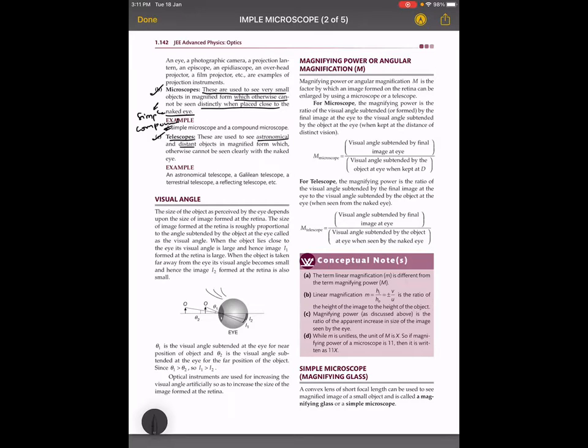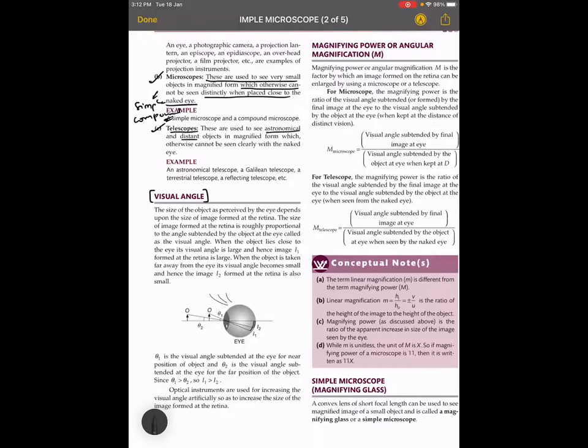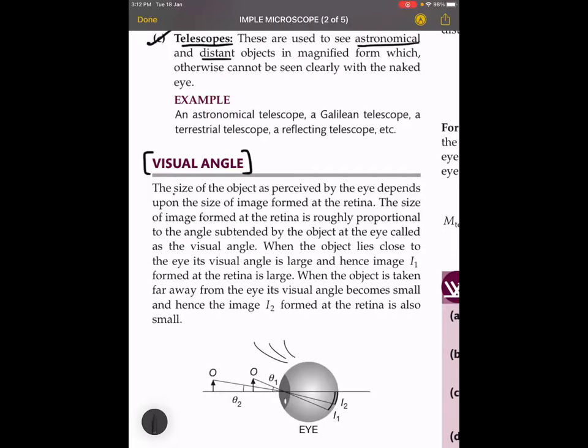Yes, sir. Right. Now, the important concepts that we need to know before we proceed with simple and compound microscopes and telescopes are certain technical terminologies associated with them. One is called the visual angle. So what is visual angle? The size of an object as perceived by the eye depends upon the size of the image formed at the retina. Accepted?